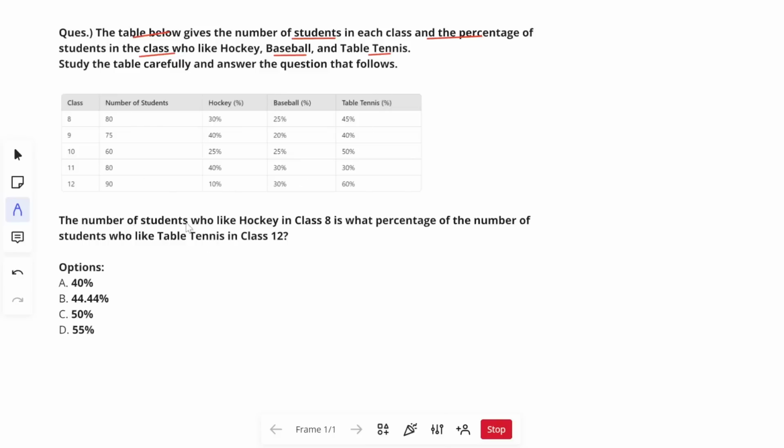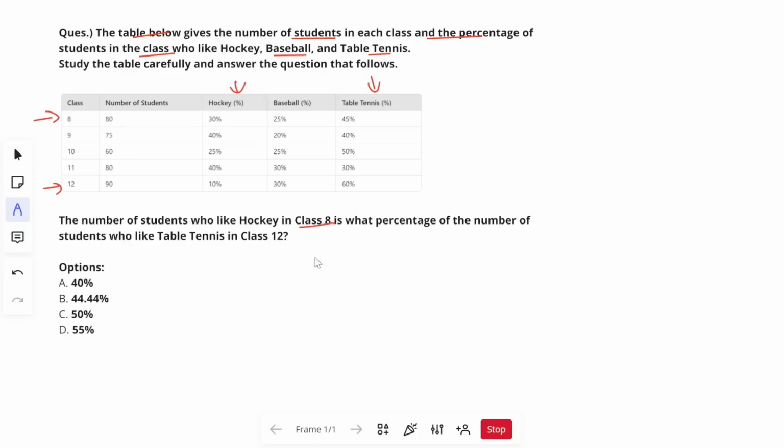What we are asked is: the number of students who like hockey in class 8 is what percentage of the number of students who like table tennis in class 12. See, the number of students who like hockey are here, and the number of students who like table tennis are here, and that too we have to find out. We are asked the question about class 8, right? And the table tennis ones are class 12. So these two rows of data we need to see, but before that we need to find out the number of students. These are the total number of students, and out of them 30% of 80 will like hockey, and then 20% of 80 will like baseball. In this way the data is given.